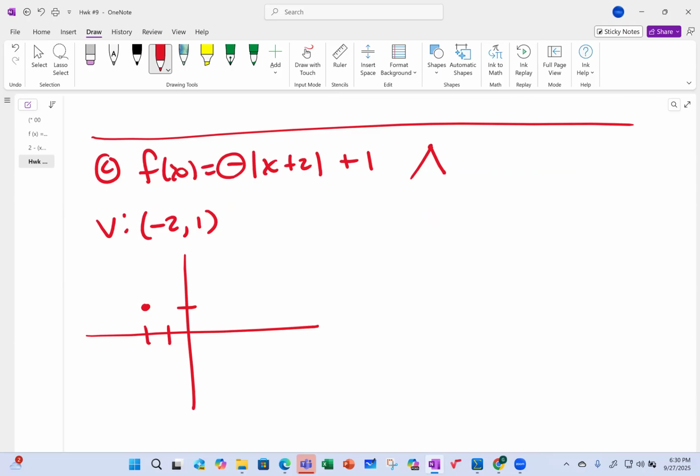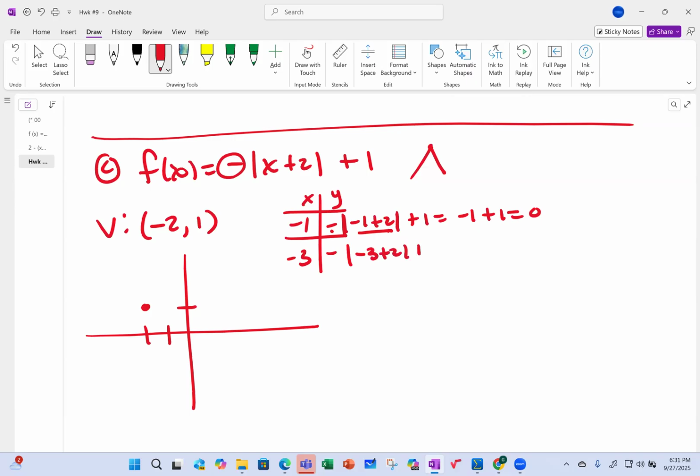And then I'm going to make a table. Let's try negative 1 and negative 3. How about that? And this actually might help you make sure you get the right y values, show that supporting work. So this here is 1, absolute value is 1, times the negative is negative 1, plus 1, which is 0. And I know if I substitute negative 3, I'm going to get that same answer of 0. So it's negative 3, 0, and negative 1, 0. It's an upside down V.